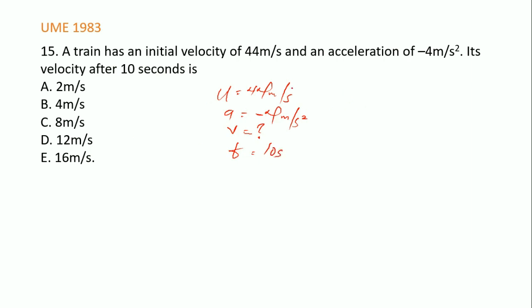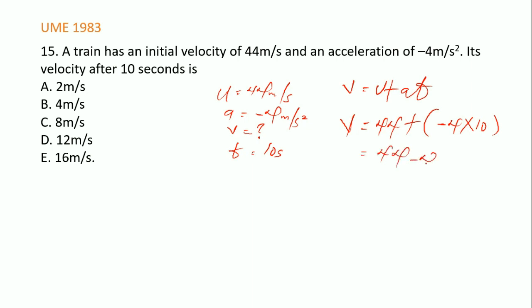I'm pretty sure you all know the equation we'll use: v equals u plus at. So we will have v equals 44 plus -4 times the time, which is 10. So we will have 44 minus 40, which will be equal to 4 meters per second. So our answer is option B.